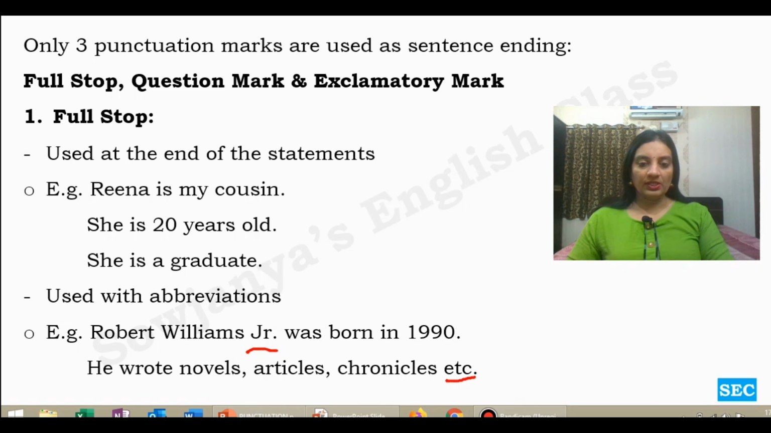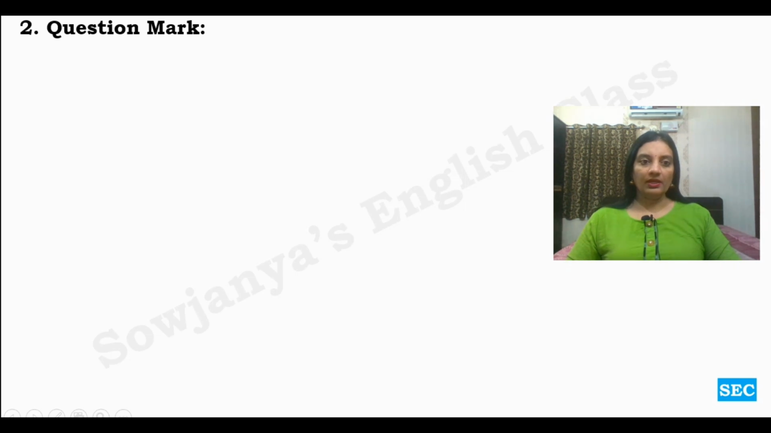If an abbreviation comes at the end of the sentence, only a full stop it takes. Okay. If it comes in the middle of the sentence, then it may take a comma after that. A full stop as an abbreviation and a comma as a continuation of the sentence. Okay. Second one is question mark.